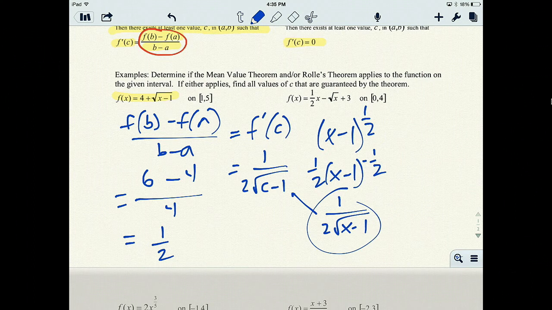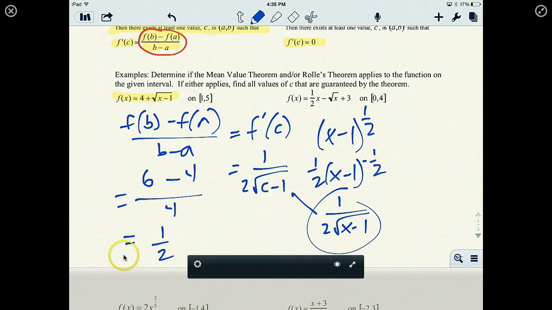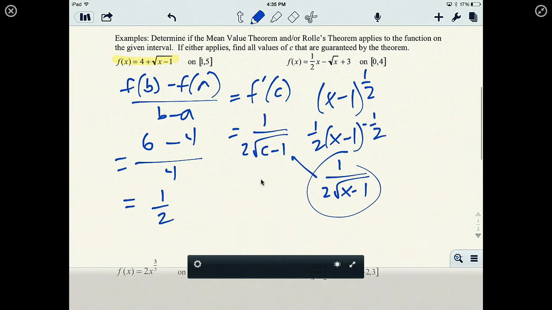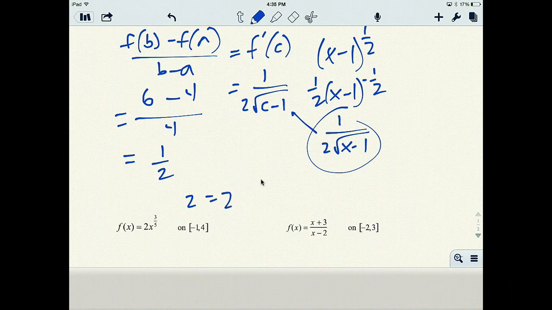There has to be some number that, if I plug in c, would give me the exact same answer as 1/2 for the whole thing. So all I'm going to do is solve for c. You'll notice that the numerators are already equal to each other. 1 equals 1. So I'm just going to set the denominators equal to each other. So 2 equals 2 square root c minus 1. I'll divide both sides by 2, which gives me 1 equals square root c minus 1. I'll square both sides, which gives me 1 equals c minus 1, which means c equals 2.